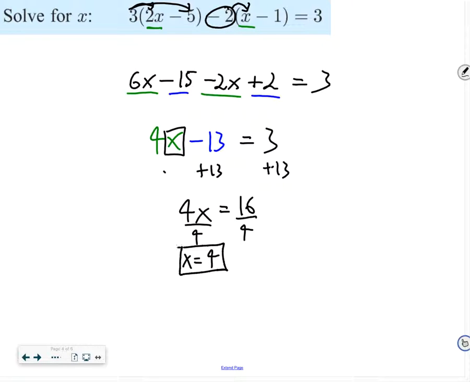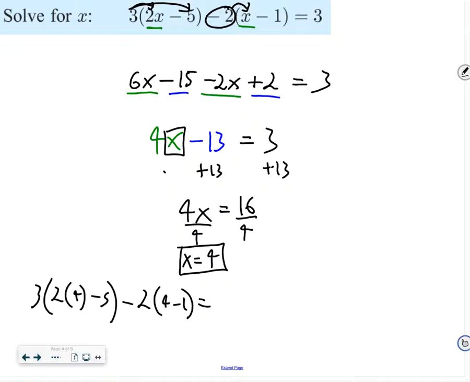Again, I want to verify and check my solution. So I'm going to do 2 times 4 minus 5 minus 2 times 4 minus 1 is equal to what?